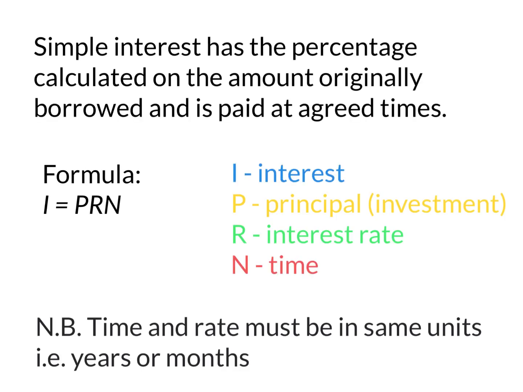Welcome to Simple Interest. So simple interest has the percentage calculated on the amount originally borrowed and is paid at agreed times. The formula for simple interest is I equals PRN, where I is the interest, P is the principal, the amount you invest, R is the interest rate, and N is the time.